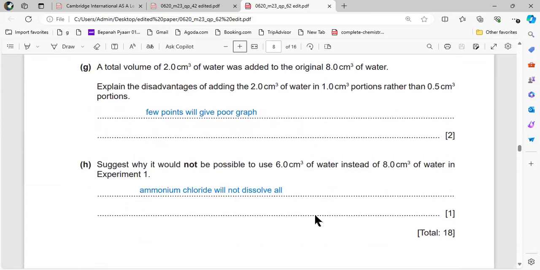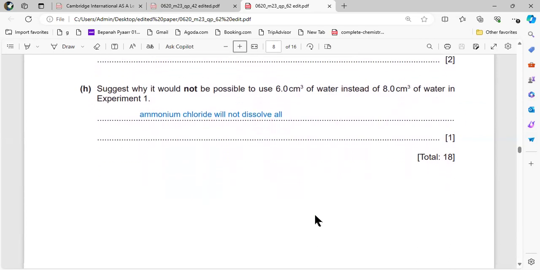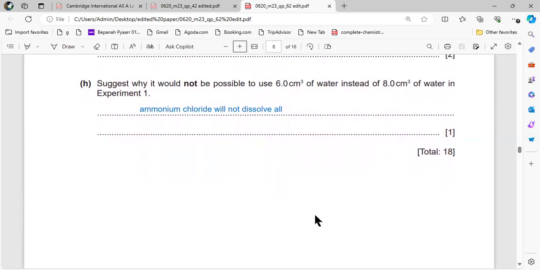Suggest why it would not be possible to use 6 centimeter cube of water instead of 8 centimeter cube of water in experiment 1. So if we are using less volume of water, it may happen that ammonium chloride will not dissolve. So that can be a problem. That is why we are using 8 centimeter cube of water here.